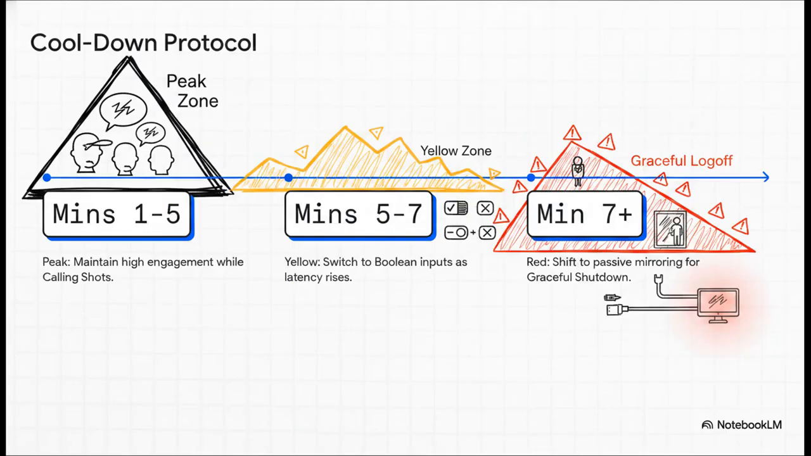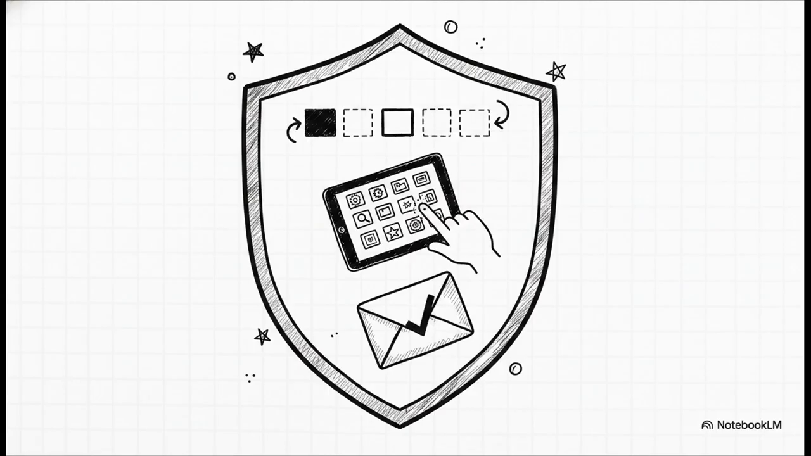To manage this, we deploy a highly specific interaction timeline, the cooldown protocol. We have the peak zone in minutes 1 to 5, where we maintain high engagement while they're quote-unquote calling the shots. But as soon as we see latency increase, entering that yellow zone around minutes 5 to 7, we have to switch entirely to low RAM yes-no Boolean inputs. Finally, in the red zone at minute 7 and beyond, we shift completely to passive mirroring. We must initiate this graceful log-off before a hard system crash occurs. Ultimately, what we're doing is engineering a safety buffer to effectively increase their battery capacity.